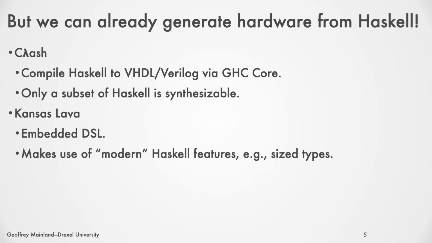If we want to build a pipeline abstraction in Haskell, we already have many circuit generation tools at our disposal. Two that exemplify different approaches to code generation are Clash and Kansas Lava. Clash compiles Haskell to hardware via GHC's core language. Programmers can write standard Haskell to describe a circuit, but not all Haskell constructs can be synthesized as hardware. For example, recursive functions are not synthesizable. Kansas Lava is a classic Haskell embedded DSL that grew out of decades of work on the Lava language.